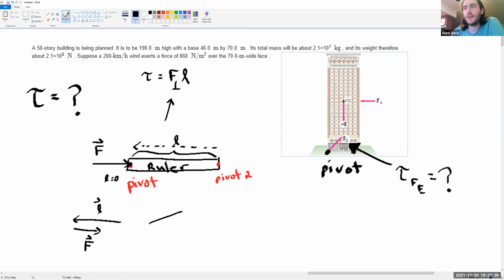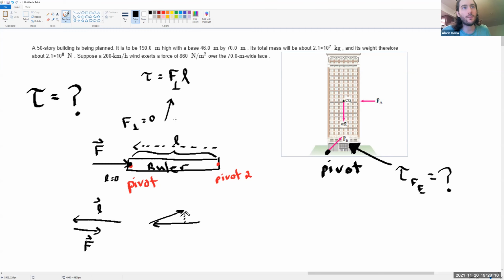If the force maybe was making an angle like this, then we could say, okay, there is a component that is perpendicular, right? This component right there is perpendicular. And so there will be a torque. But in this case, at pivot point two, we've made it so that the lever arm is not zero, but it doesn't matter because the force is parallel to the lever arm, or anti-parallel. So the perpendicular component of the force is zero.